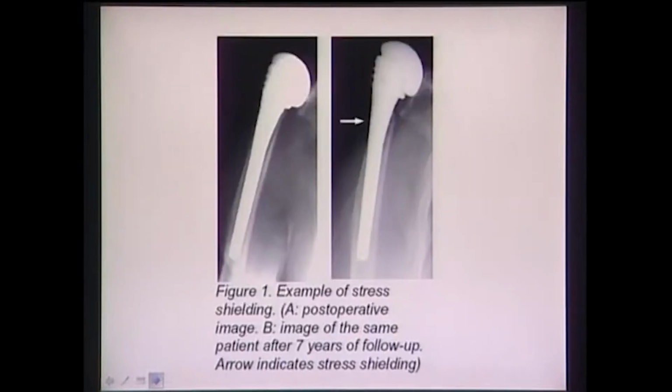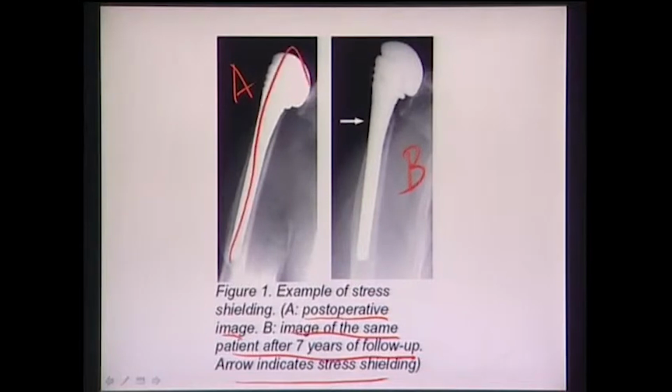Now, these are examples of stress shielding. A is the post operative image, and B is the image of the same patient after 7 years of follow up. In B, you see that this is the implant material, and it remains the same, but you can notice that it is firmly adhered to the neighboring tissue or neighboring bone, but here it has somewhat detached or loosened because of the aseptic loosening factors that I just mentioned.